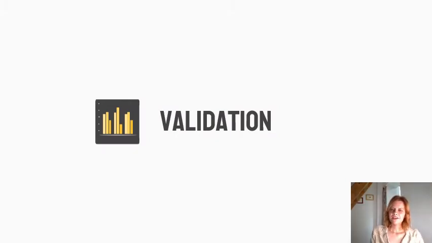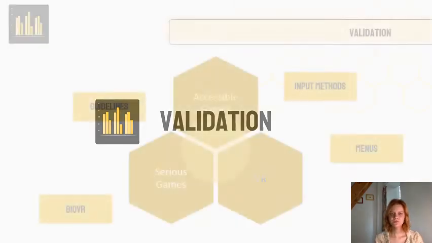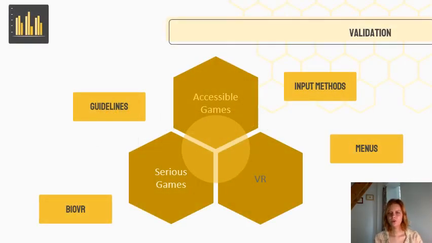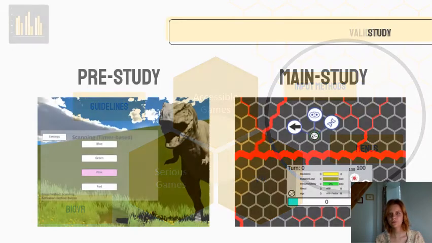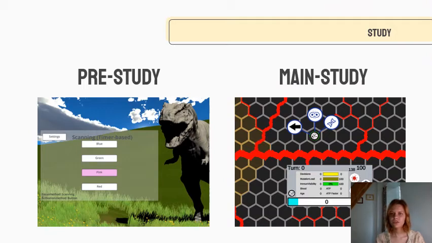We are getting there. This is the validation and the results. So all topics are yellow now because all the topics I talked about were relevant for the validation. But of course, I only actively tested the input methods and the menus. I did 2 different studies. One was a small pre-study and the study with the game BioVR. And I did the pre-study with the demo program that you saw earlier.